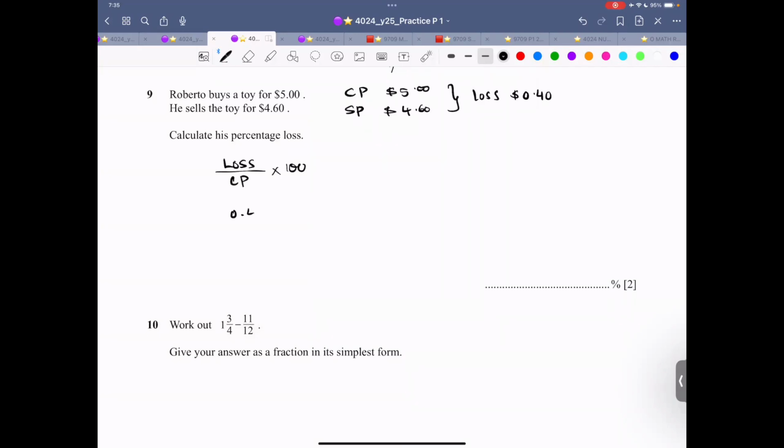So 0.40 divided by 5.00 into 100. That is 40 divided by 500 into 100. Cancel off the zeros, and 40 over 5 comes out to be 8%.